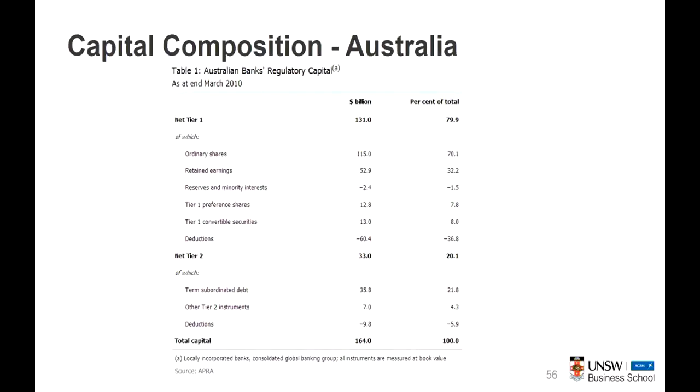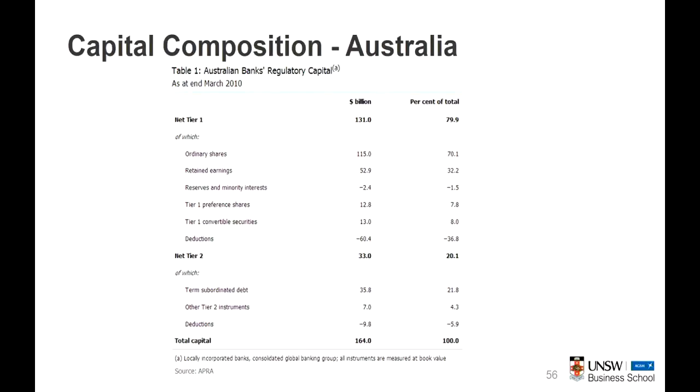Now, interestingly, if we look at Australian banks' capital, so to give you some ideas of what the Australian industry looks like. Unfortunately, I only found the data post-GFC, and this is 2010. And this was from one of the RBA publications. So for Australian banks overall, 80% of capital is tier 1, 20% of capital is tier 2. But if we break it down, the interesting things are that 70% is ordinary shares, 32% is retained earnings. The preference shares and convertible shares are actually quite small. So they're only about 16%.